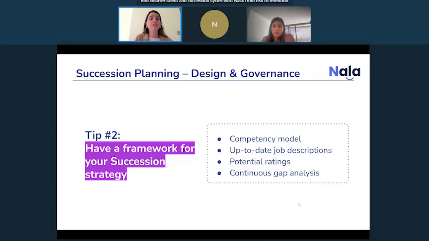Number 2, having a framework for the succession strategy. So think of the competency model. Think of up-to-date job descriptions. We know this is a big thing because a lot of our clients have started doing that. The job descriptions are everywhere, so we know it's a challenge, but when thinking about a succession strategy, it's important to have that framework. And trust me, if we make it a priority to have a competency model or up-to-date job descriptions, maybe not for everything, but at least for the critical positions where we're going to be looking for successors, it's going to make our work easier.